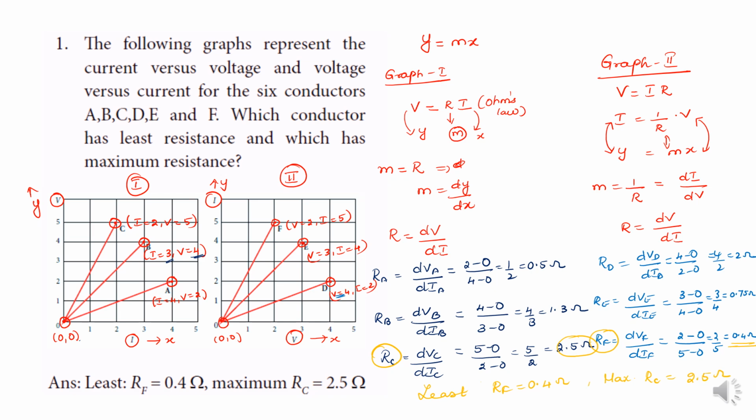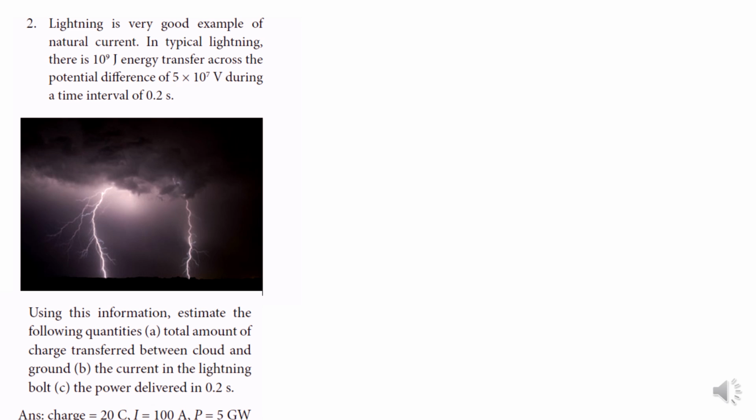That's it. So question number 2. Lightning is a very good example of natural current. In typical lightning, there is a 10 power 9 joule energy transfer across the potential difference of 5 into 10 power 7 volt during a time interval of 0.2 seconds. Using this information, estimate the following quantities. A. Total amount of charge transferred between the cloud and ground. B. The current in the lightning bolt. And C. The power delivered in 0.2 seconds.